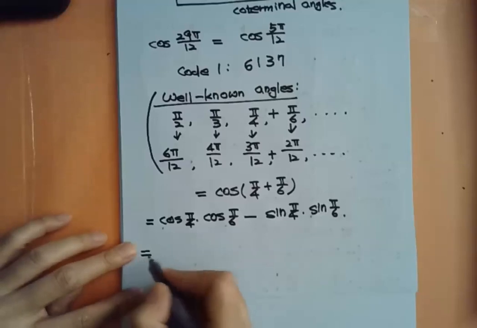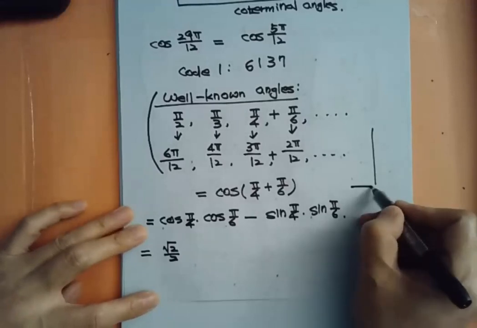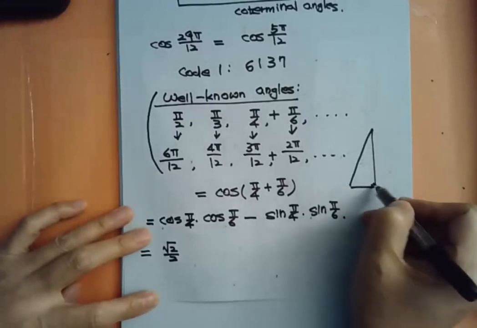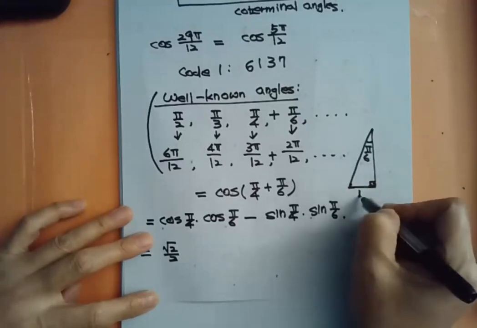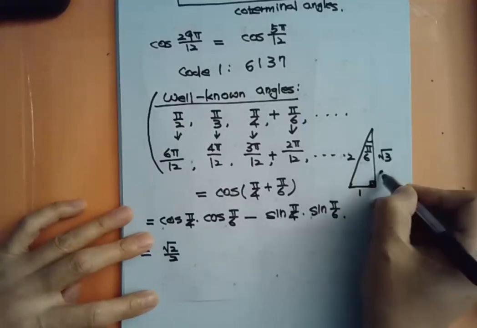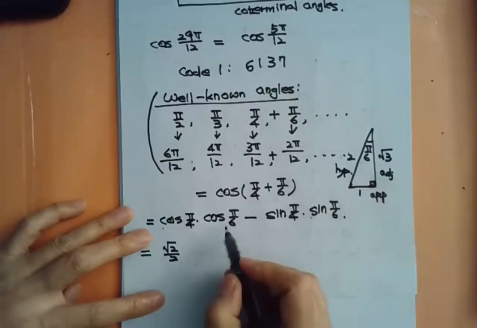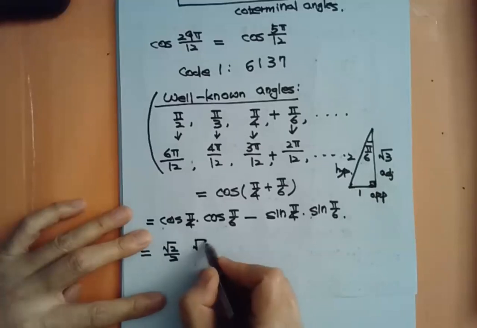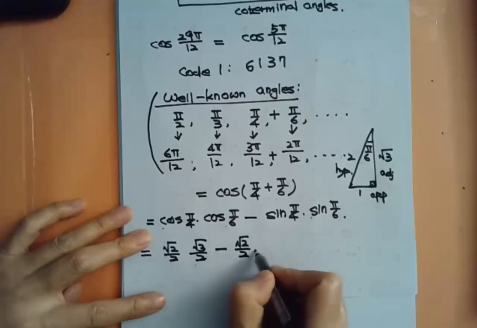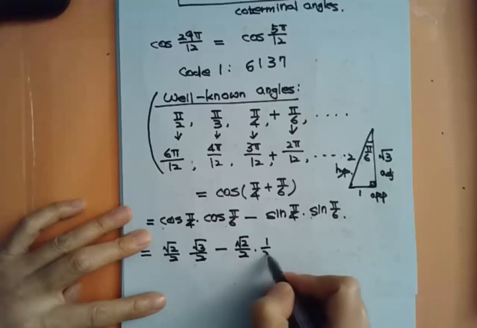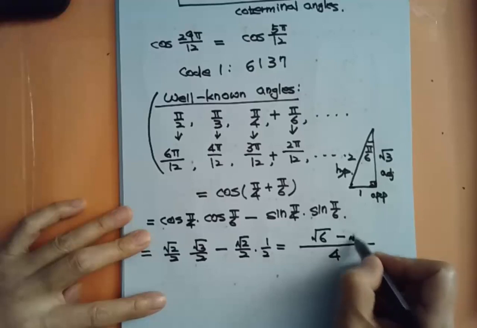So we already know that cosine of pi over 4 is square root of 2 over 2, and cosine of pi over 6 is square root of 3 over 2. If you cannot think that well, then you can just visualize by drawing the triangle. This is adjacent, this is opposite, and this is hypotenuse. So cosine of pi over 6 is square root of 3 over 2, minus sine of pi over 4 is square root of 2 over 2 times sine of pi over 6 is 1 over 2. So this is 4, and the numerator is square root of 6 minus square root of 2.